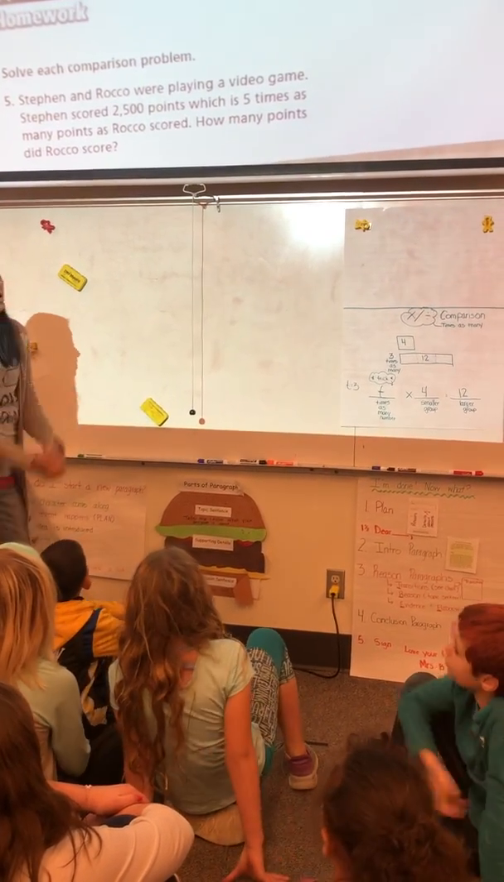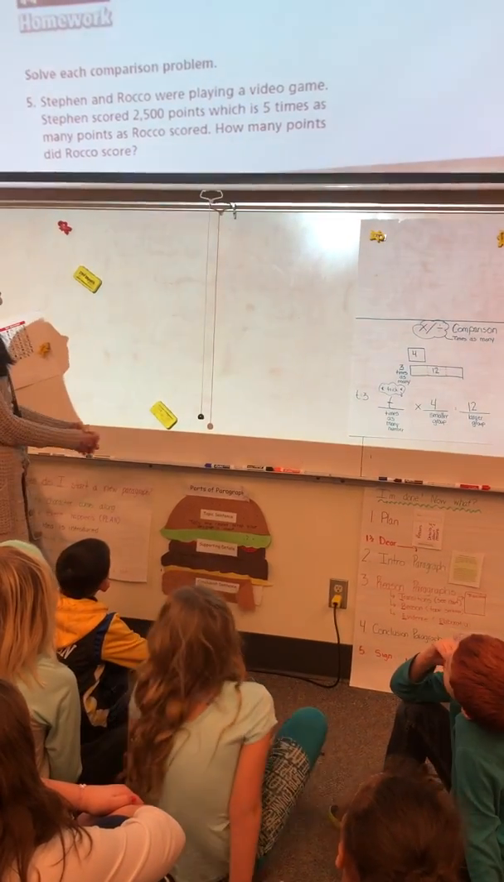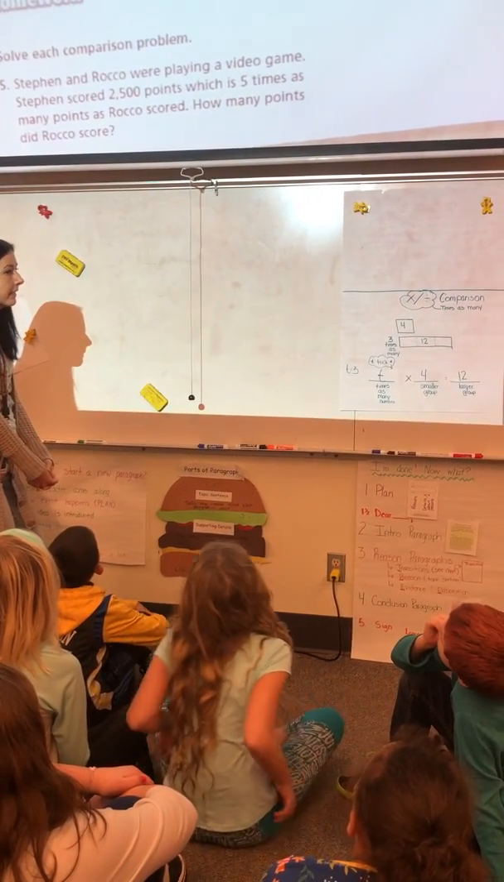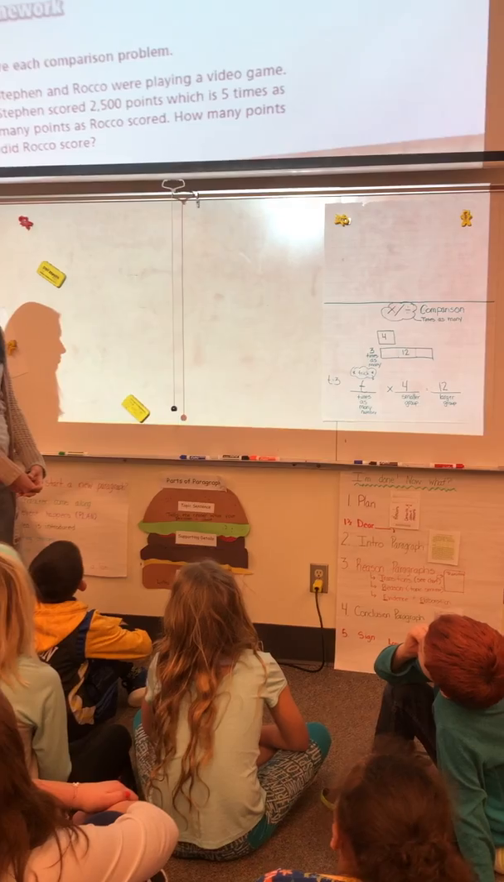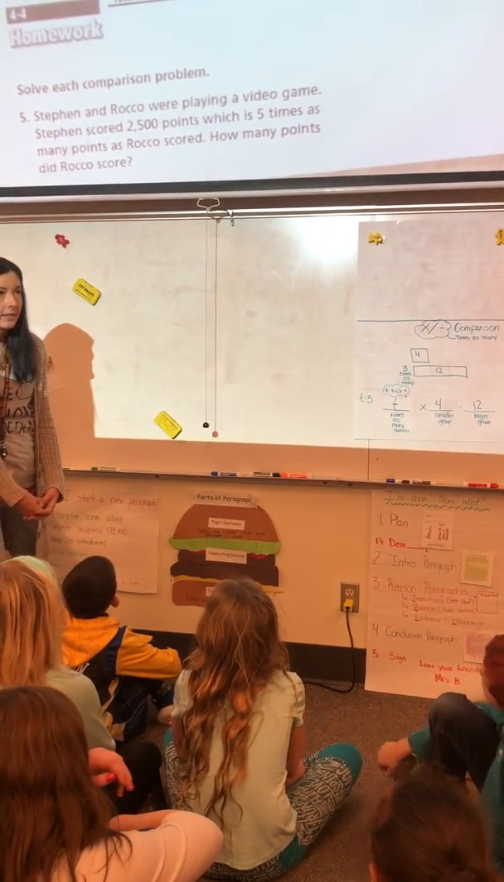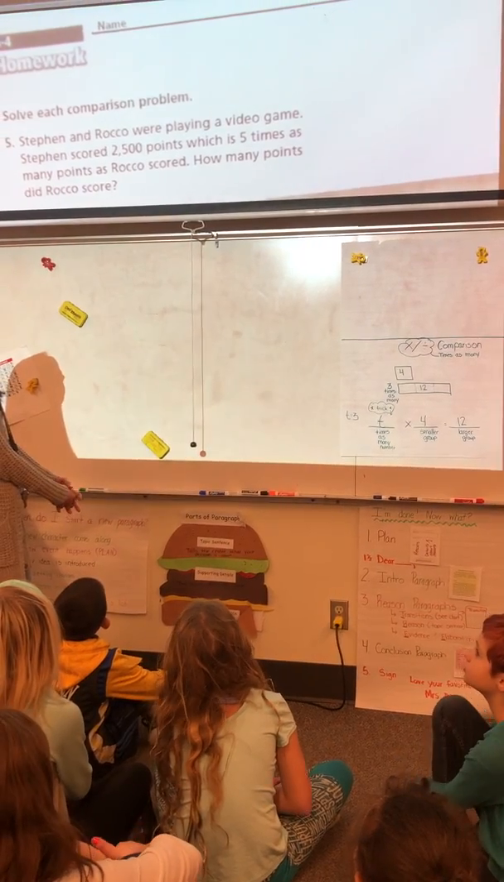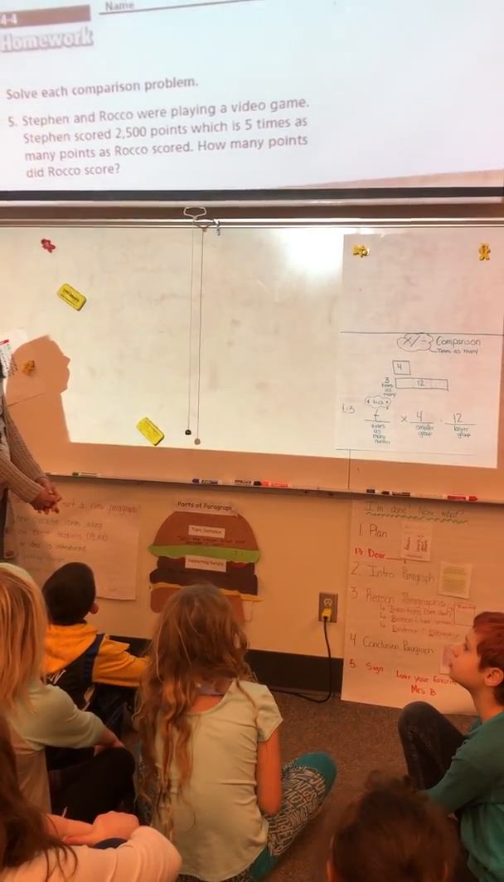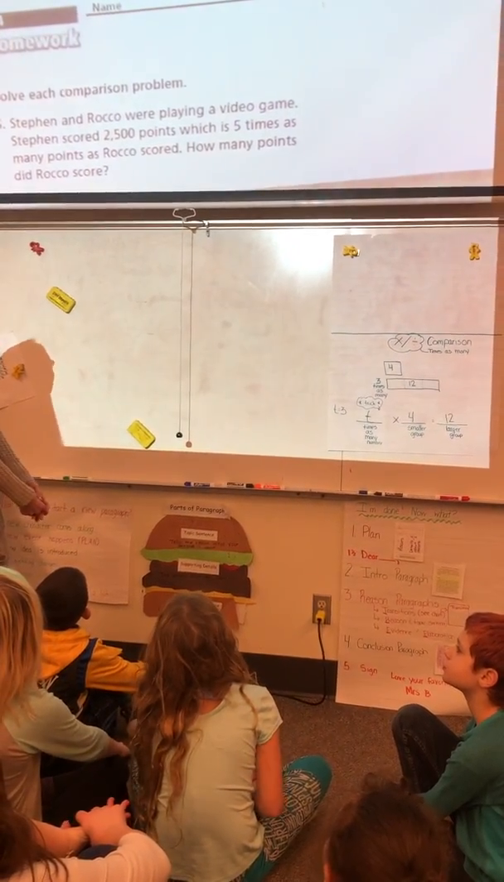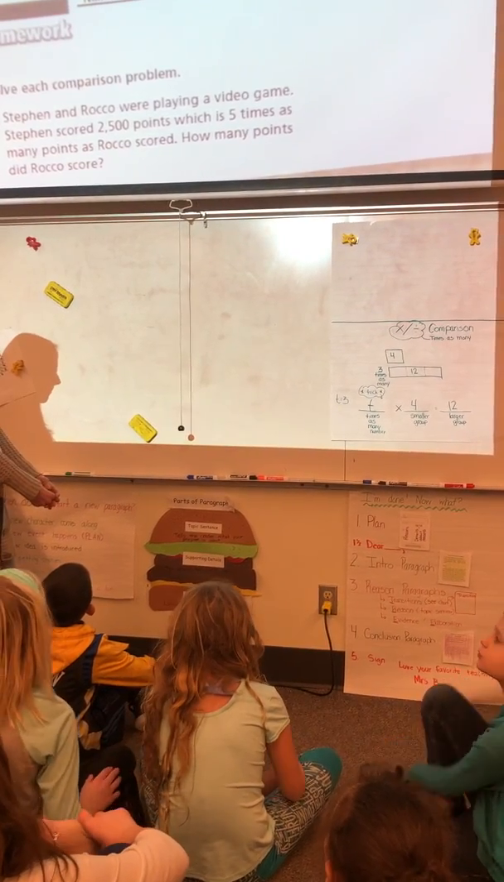Stephen scored 2,500 points. Can you picture Stephen scoring 2,500 points? Which is 5 times as many points as Rocco scored. How many points did Rocco score?